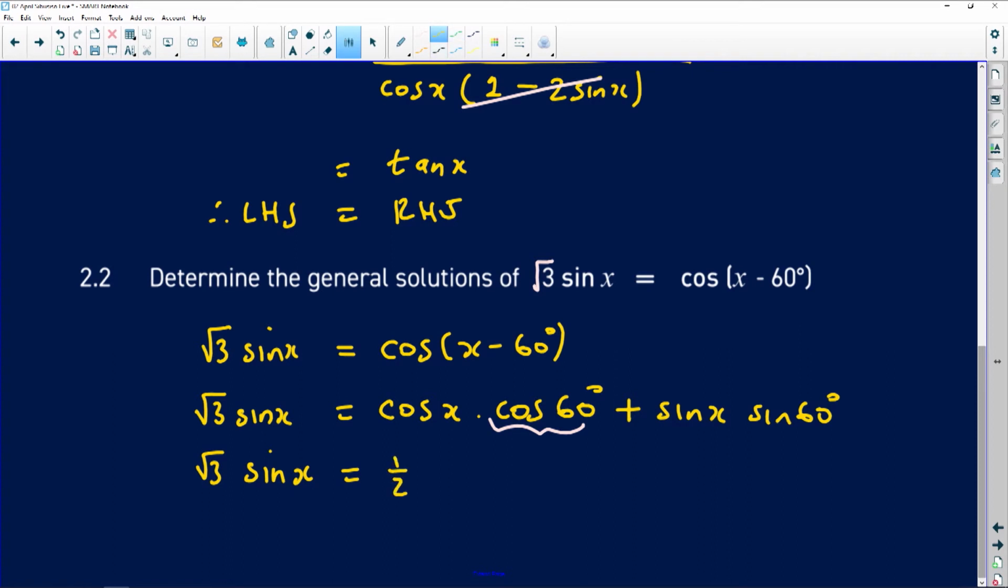I'm going to put a half here, multiplied by the cosine of x, plus the same thing applies to the square root of 3 over 2. This sine 60 is root 3 over 2. So I'm going to write it in front as root 3 over 2 multiplied by the sine of x.